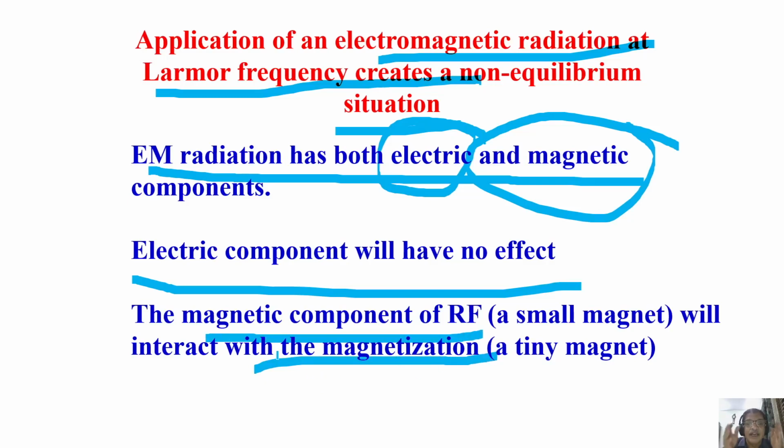Because remember, the RF when you apply it is like a small magnet, a magnetic component, and we are discussing all about magnetism. It is like bringing another magnet close to a tiny magnet, which is the bulk magnetization. Then what will happen? These two will interact. Exactly what happens when you apply an RF pulse in a direction perpendicular to the bulk magnetization: the magnetic component of the RF interacts with it and causes disturbance, creating a non-equilibrium situation.